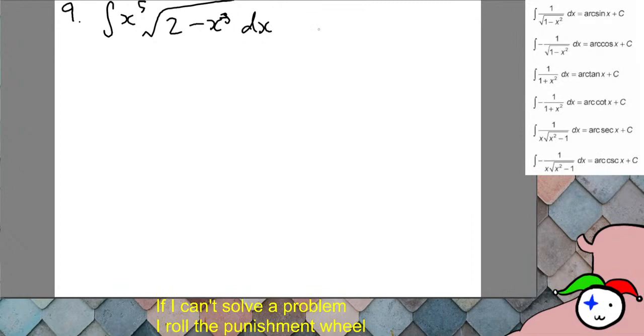So what I can see is that x to the 5 is, if I say let x to the cube equals u, derivative of u with respect to x would be 3 times x squared. So therefore x to the 5 is the derivative of u times u over 3. But then you would still have a square root of 2 minus u.